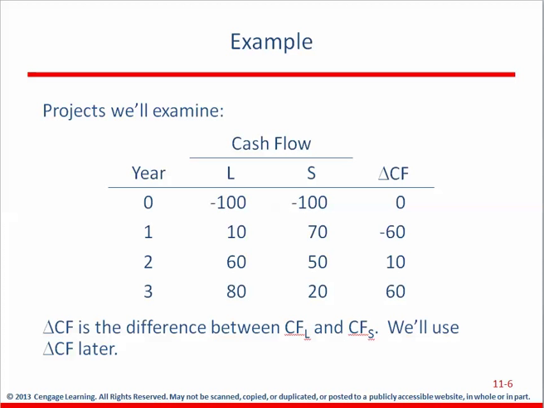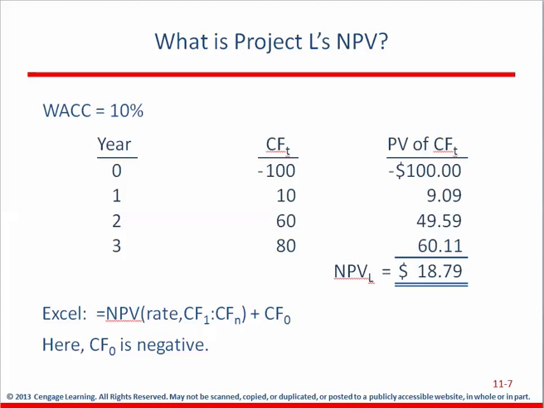We want to calculate the net present value, and to do that we need a discount rate. So the weighted average cost of capital is what we're going to use to discount these projects. Now remember, we just did the weighted average cost of capital in the last chapter, and so this represents the hurdle rate. Projects have to earn more than the weighted average cost of capital to be good. Okay, so we're going to use 10% as the discount rate to discount these cash flows.